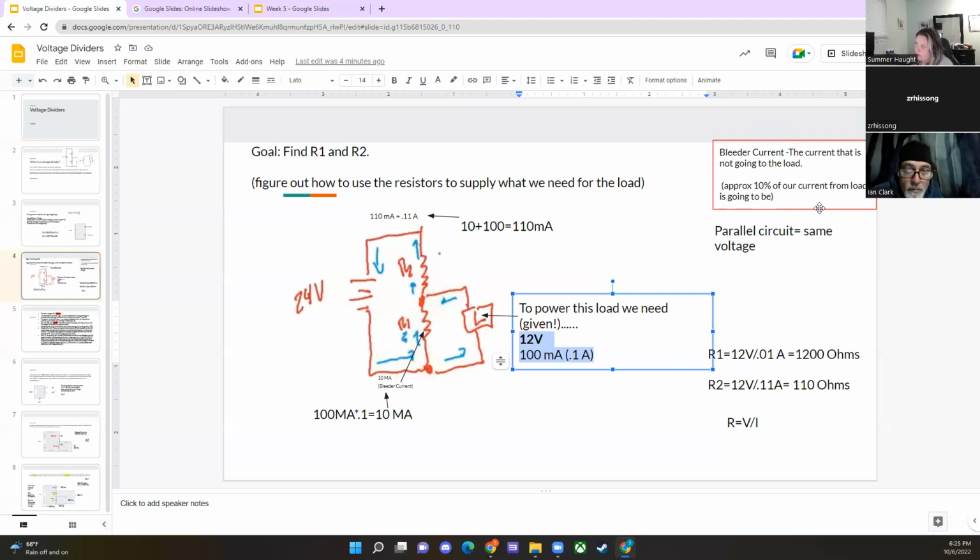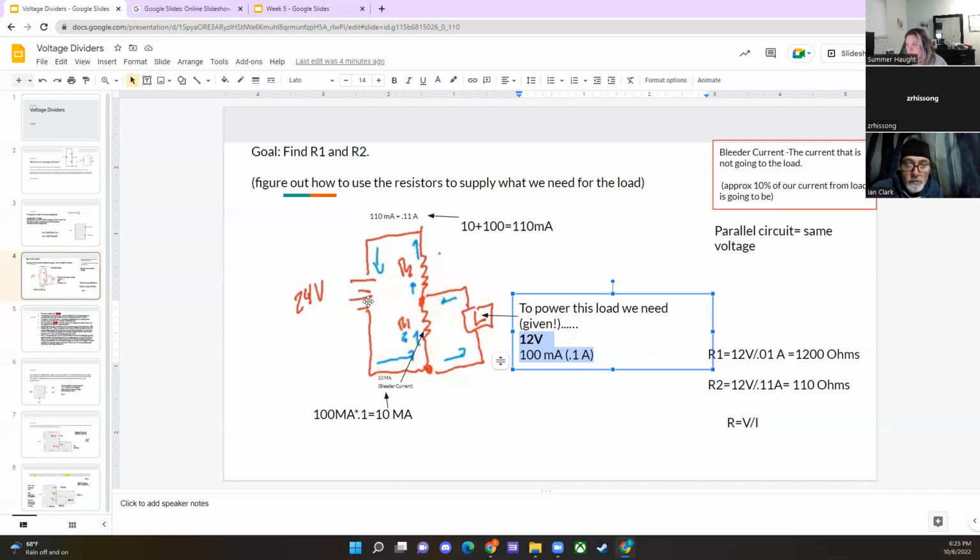So the bleeder current, by practicality, means the current that is not going to the load, and typically that's around 10% of our current. And it makes sense if you think about it. Just looking at this from a practical sense, we have some electrons, so we have some current going this way, down this pathway. So some electrons are making this exact path, this square.